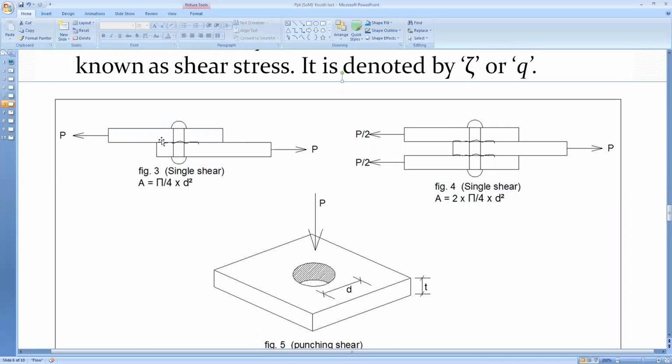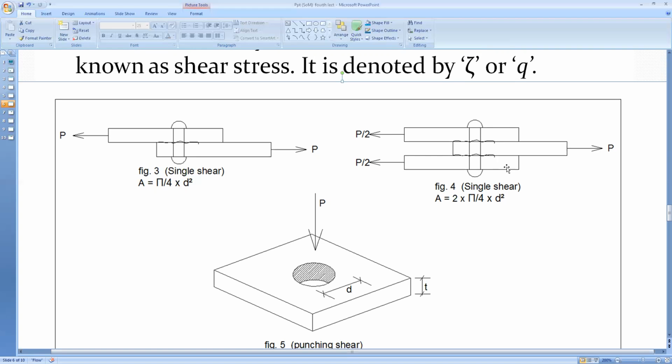So there is a single cutting, so we have to consider the cross section area as the shear area. So how to calculate the shear area? A is equal to pi by 4 d square. We can get the shear area of that rivet.